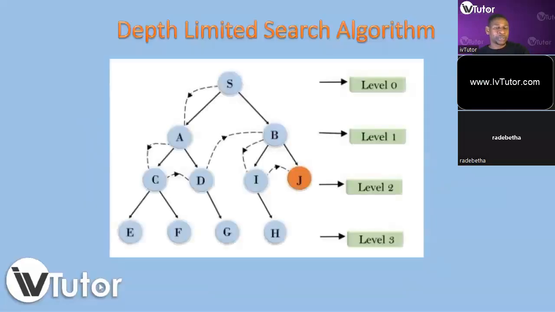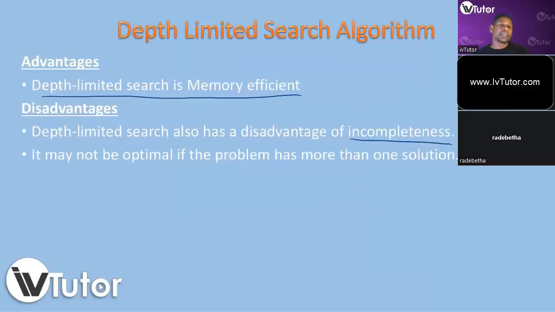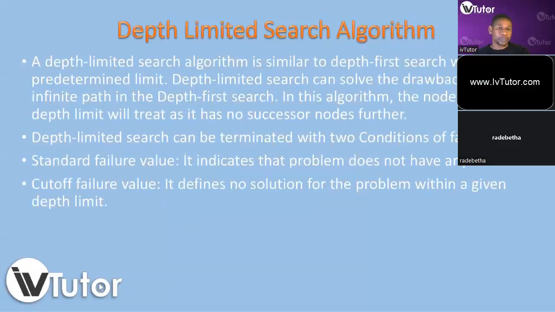So for depth limited, we're going to limit it to level 2. The solution is J. You're going to use the depth first approach, but you're not going to surpass level 2. Every time you get to level 2 you stop, and then you come back again. So that is the depth limited algorithm. You also do the goal test upon generation, when a state is generated.